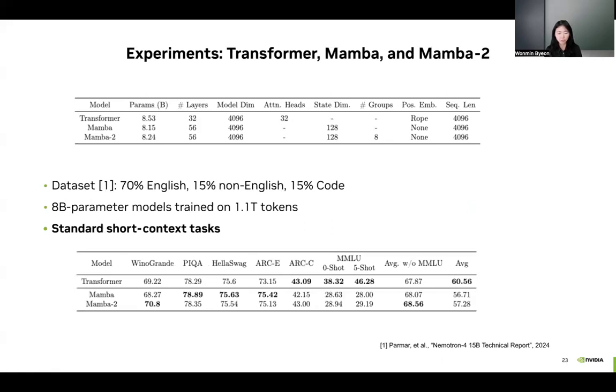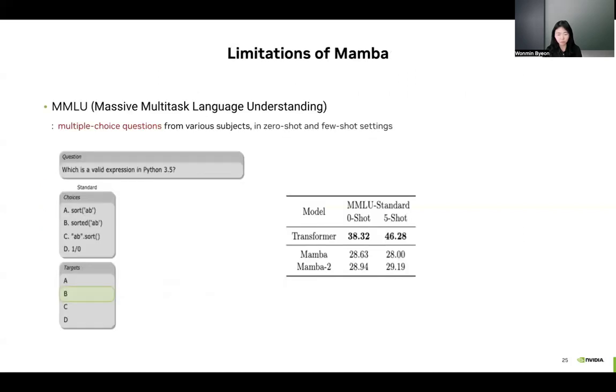And then here is the very first comparison. It's a standard short context test. A lot of people use these tasks. And as you can see, Mamba is doing pretty well on these tasks, except this one, MMLU. Let me talk more about this, what it is and why it is.